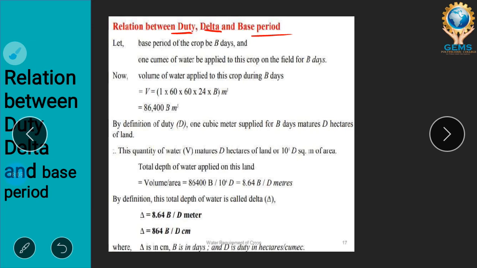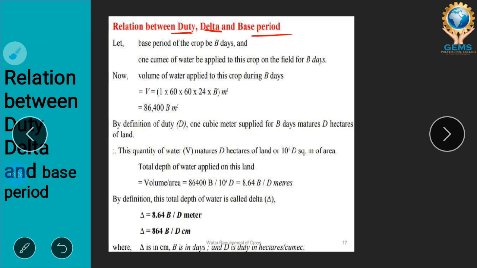So let the base period for the crop be B days. What is the base period? It is given by B days. Let 1 cumec of water be applied to the crop on the field for B days. So 1 cumec of water is applied for B days. Now, the volume of water applied to the crop during B days.